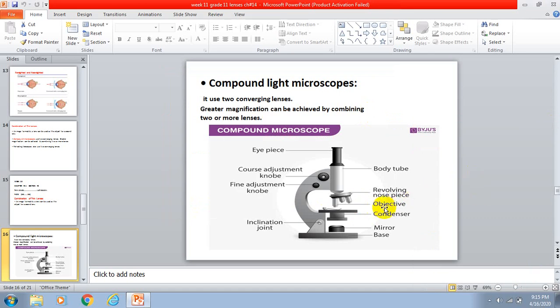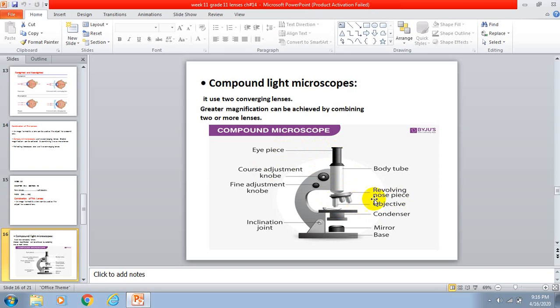Okay, objective. Look at this one. Objective here under the table, under this condenser, under this area, we are going to use the objective one. We are going to see through the eyepiece adjustment here. Understand?